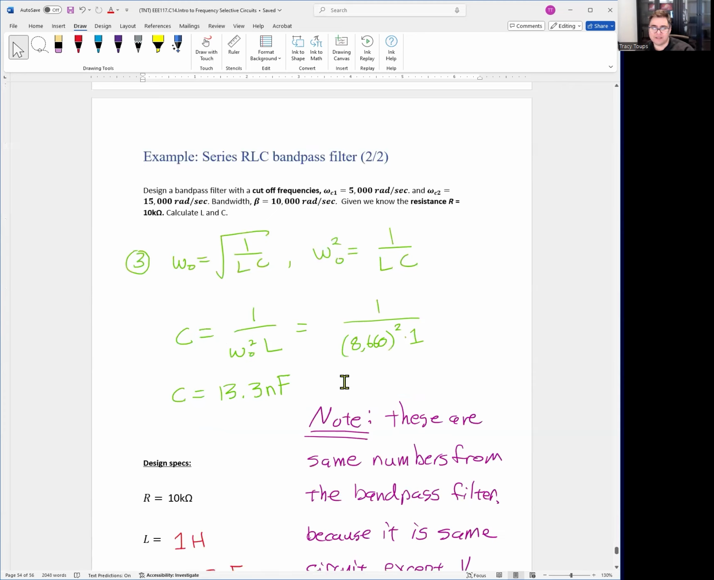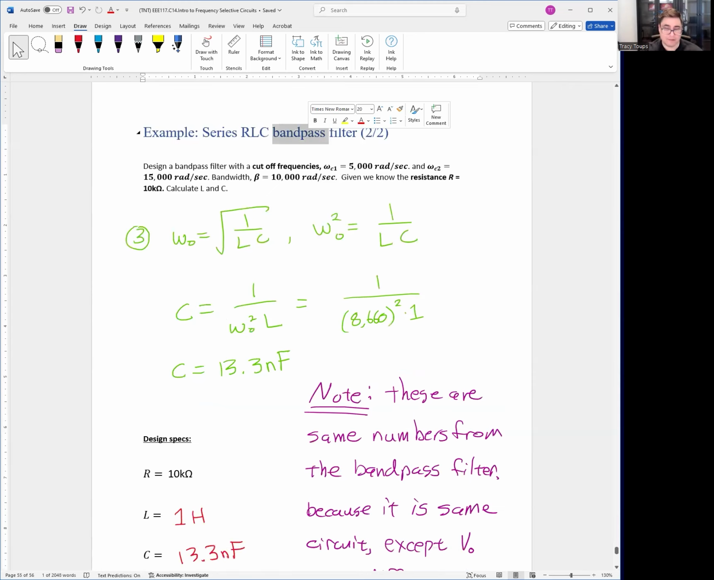Okay. So same numbers. Now we have to find the capacitor. So we have center point frequency equals square root of 1 over LC. Just do some algebra. You eventually find C is equal to 1 over omega 0 squared times L. We just plug in omega 0 and L: 8,660 squared times 1. Capacitor is 13.3 nanofarads.